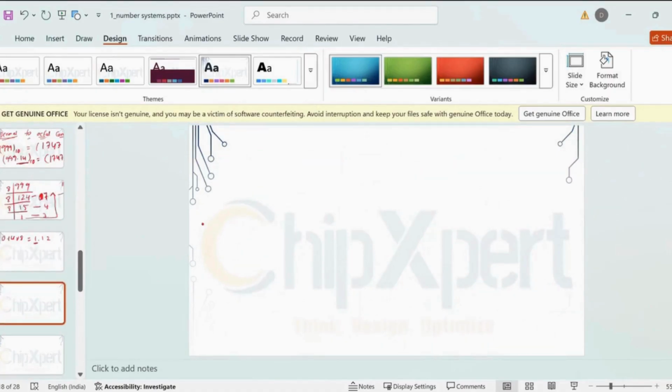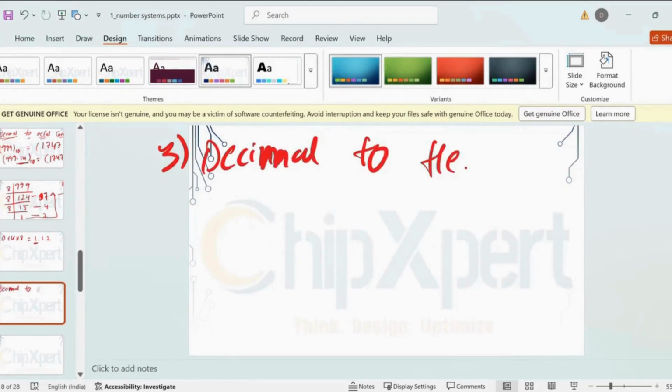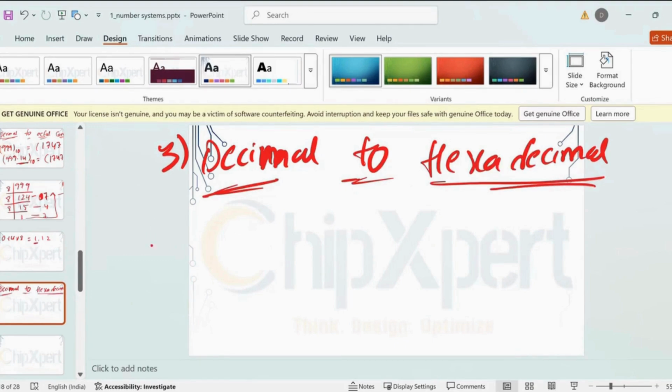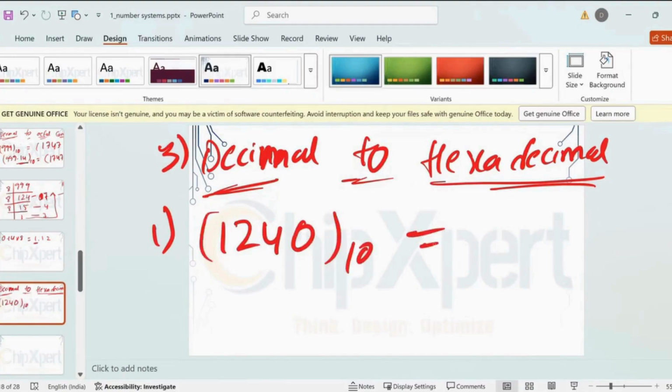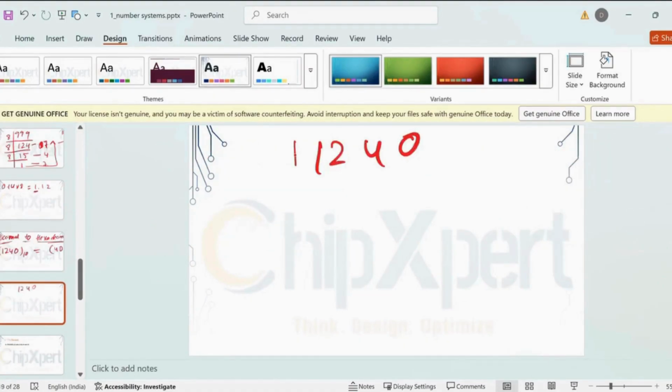The next conversion we have is decimal to hexadecimal conversion. So tell me another decimal number. 1240. So this is my decimal number, and I want to convert it into the form of hexadecimals. How are we going to do that? 1240 divided by 16. How many times will it go?